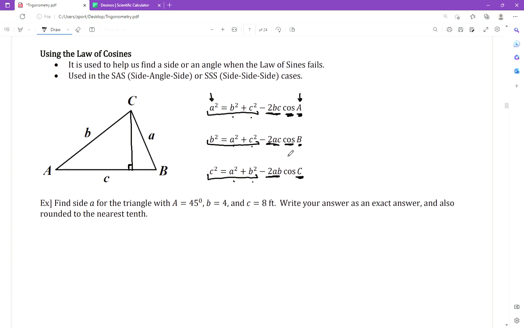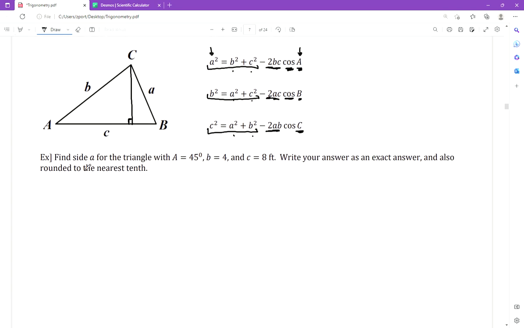Now let's break down this problem. We're going to find a side. Find side A for the triangle with A equals 45 degrees, B equals 4, and C equals 8. Often they want you to solve for everything, solve for the triangle, which is finding all the angles and all the sides. On these law of cosines and law of sines problems, unless it's a story word problem, I usually don't even worry about a picture. I am just going to list the information. Capital A is 45, B is 4, and C is 8.